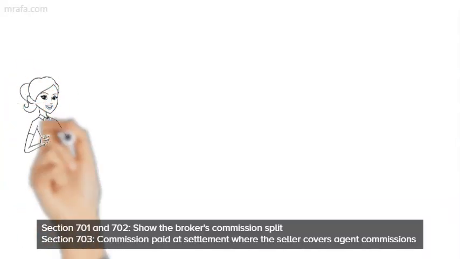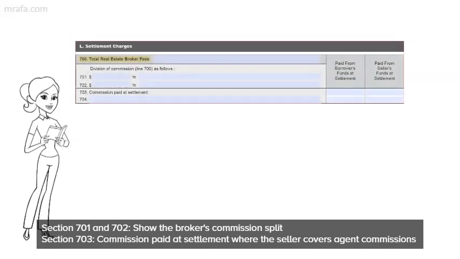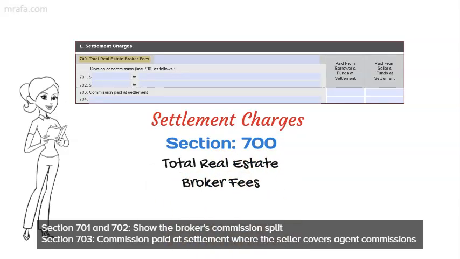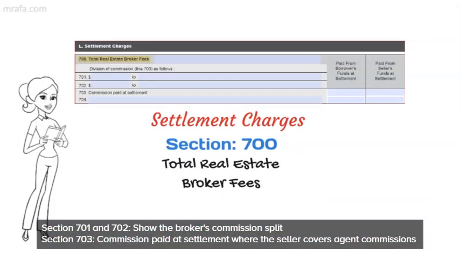Okay, so let's go to page 2, settlement charges, section 700, total real estate broker fees. So this is about the commission the broker will get and who will be paying for it. If you look to the right, there's a section noting paid from borrowers' funds and paid from sellers' funds. So this is a section where you will see who will be paying for the broker's commission. And usually it's the seller who's paying for it.